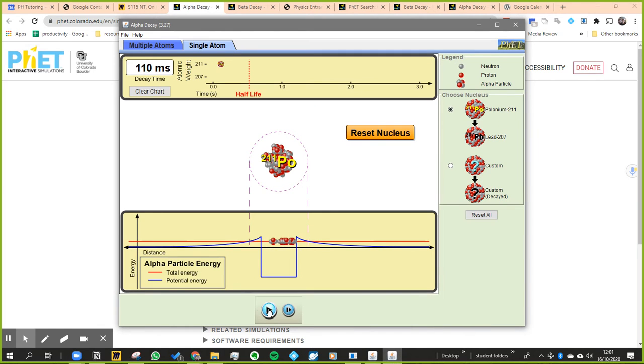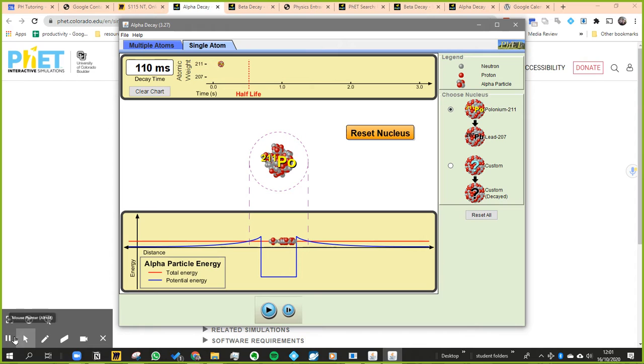I'm going to look at single atom. I'm just going to pause it, reset the nucleus. Okay, so what we're going to do here is see what happens when I press play. We've got at the moment a polonium atom. Now, polonium, if we find it on the periodic table, has a mass number of 211. And what we're going to look at is what its atomic number is as well.